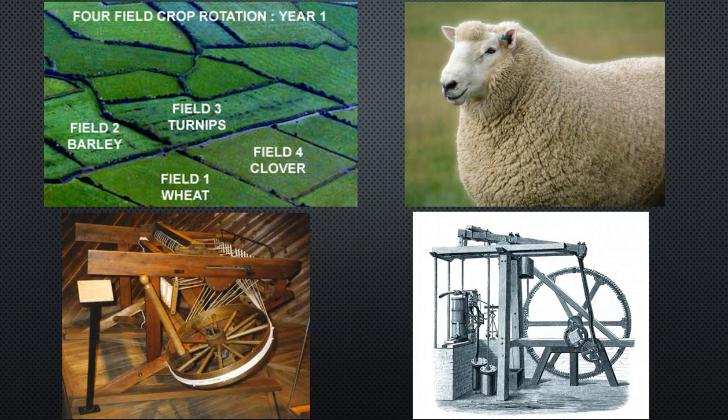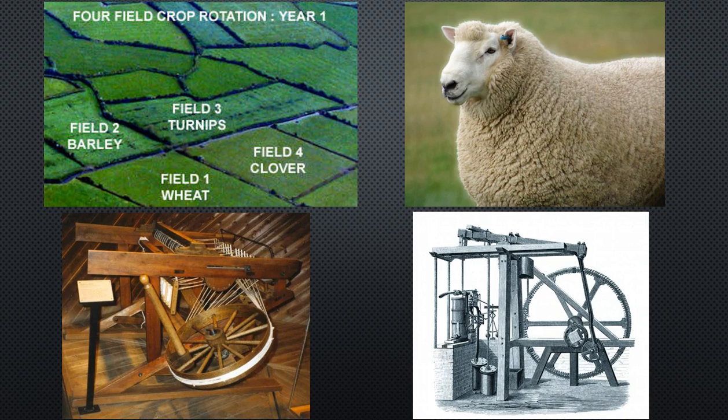Now, last lecture we looked at agricultural developments like the four-field crop rotation and how that revolutionized the production of food. Land was now being used more efficiently because of these developments, and there was also more land being used due to things like the Enclosure Acts. Those same Enclosure Acts drove many people off the land, land that their families had been working on for just generations.